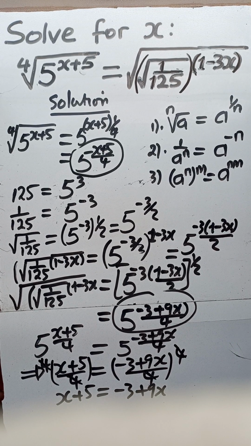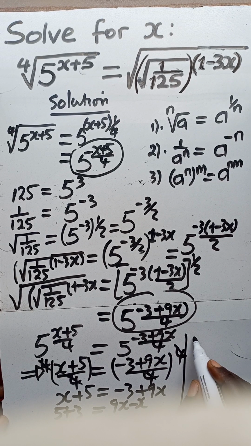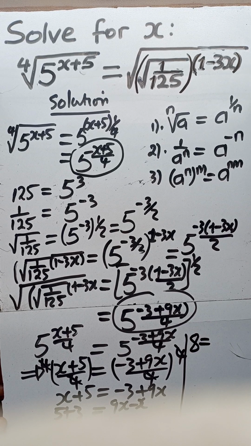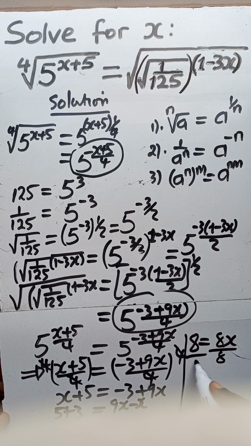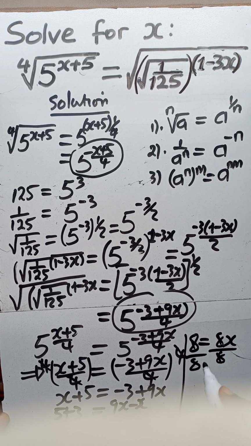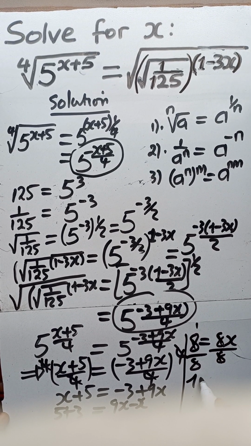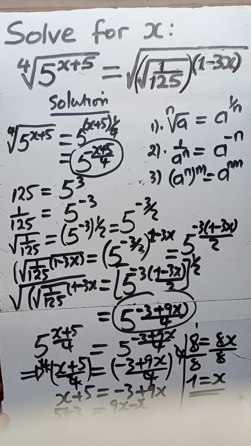All right, bringing like terms together. Take negative 3 this way, it becomes 5 plus 3. Positive x going that way becomes 9x minus x. 5 plus 3 is 8. 9x minus x is 8x. To have x, we divide both sides by 8. And so finally, the value of x is 1.